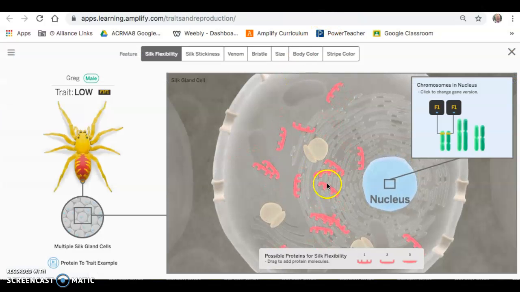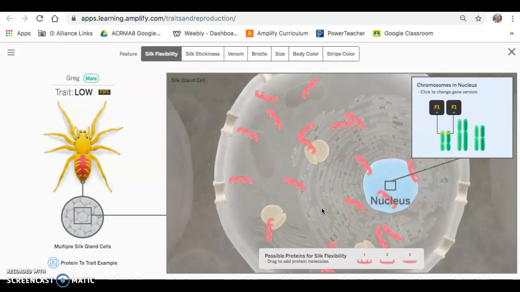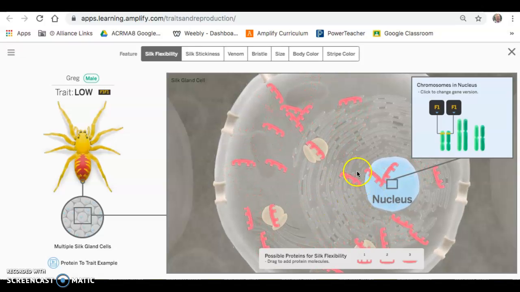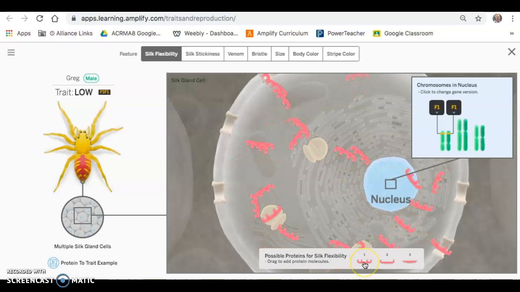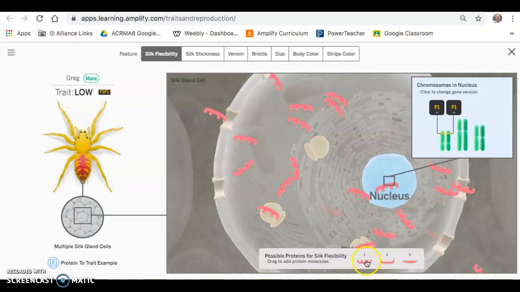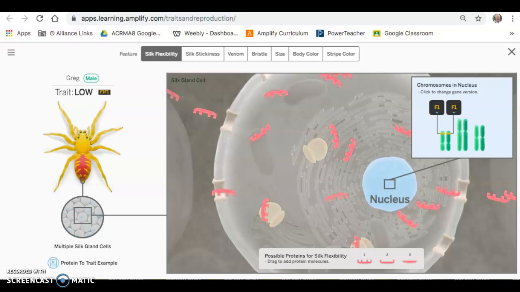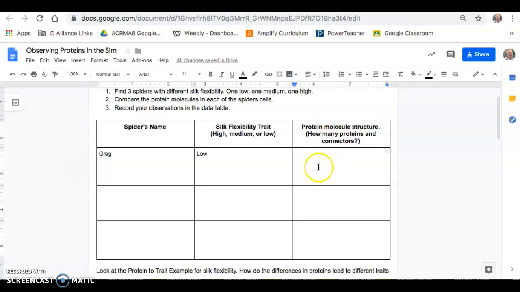So I'm going to look back at Greg, and I'm looking at which proteins he has. So looking at this, I see only this protein, protein 1. Protein 1 has 1, 2, 3, 4 connectors. So I would go back to my paper, and I would say 1 protein with 4 connectors. That is what I noticed.